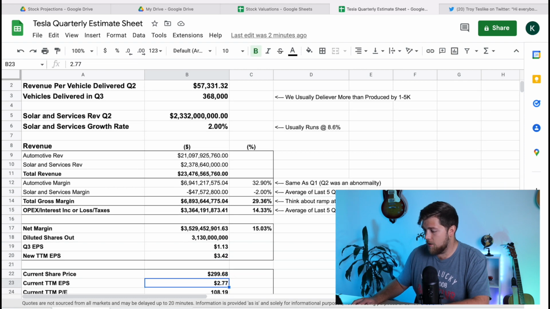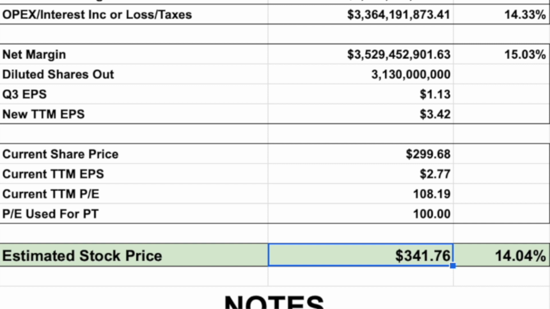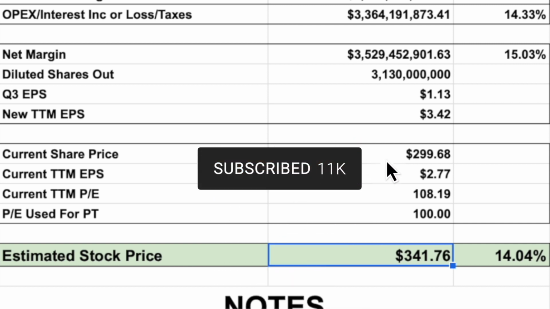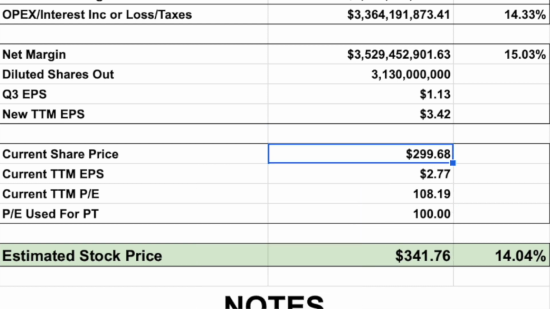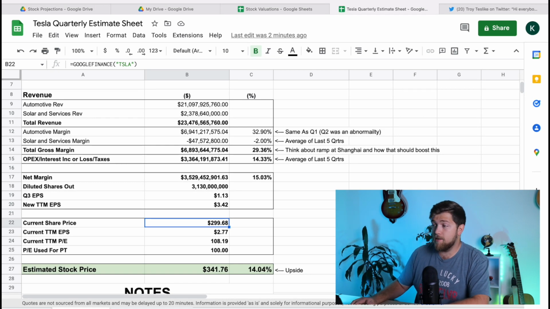So we come down here, 100 PE ratio right there, as you can see. That's going to put the stock price at $341.76, giving us a 14% upside from here, essentially, for where the stock price closed on Friday at $299.68. So yeah, a 14% upside between now and our actual announcement of earnings.